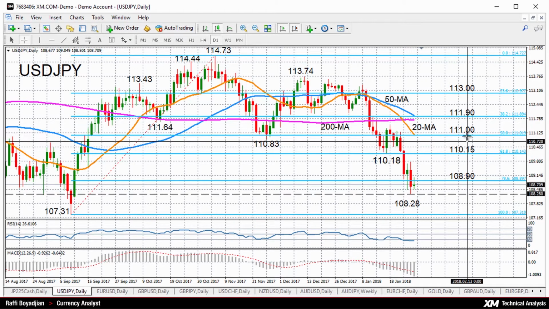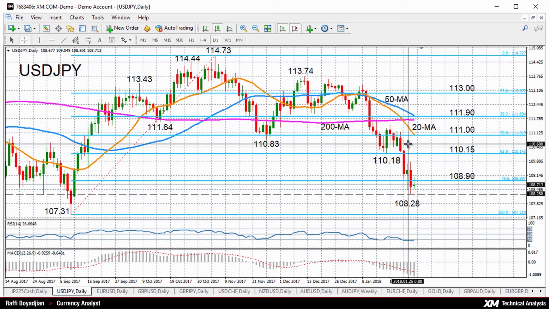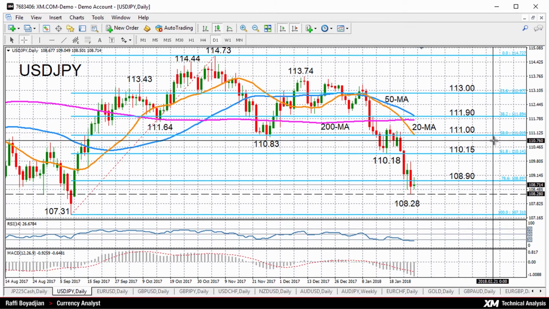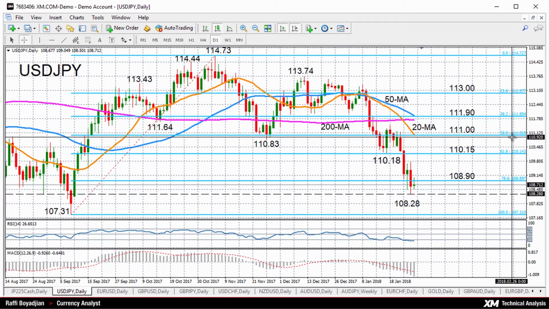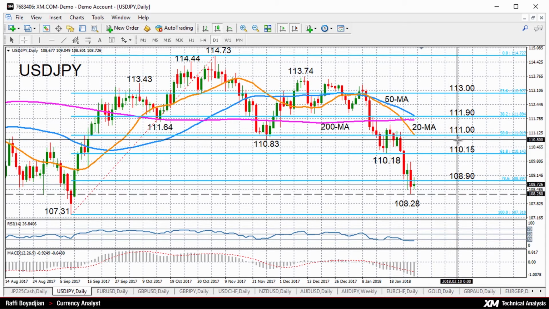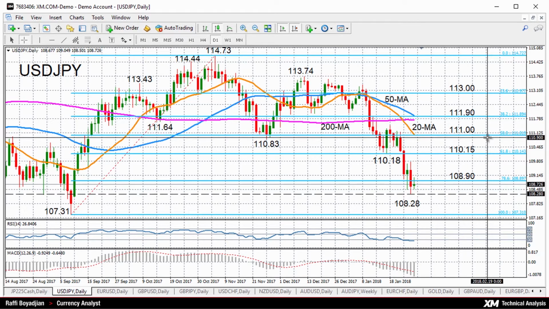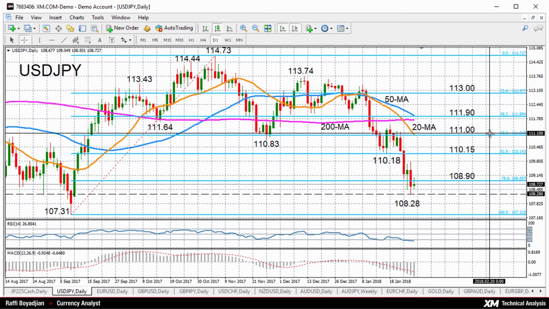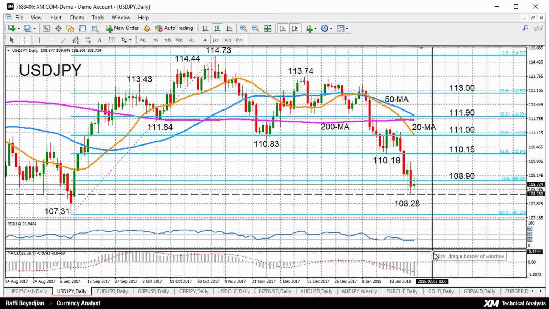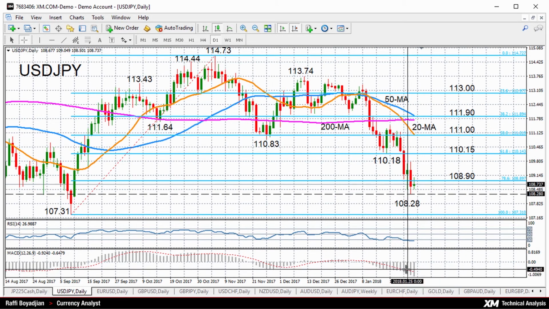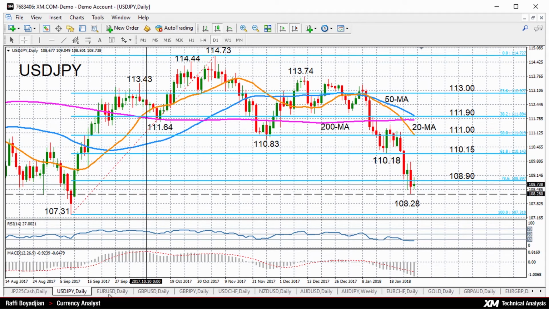However, we would need to see further gains to at least towards the 111 handle. That's the 50% Fibonacci retracement, as well as where the 20-day moving average currently is. So definitely another key resistance area at around 111, and then a break above that level could then shift the short-term bias to a more bullish one. In the medium term, though, the outlook is also looking rather bearish. We can see the MACD is declining and below its red signal line.